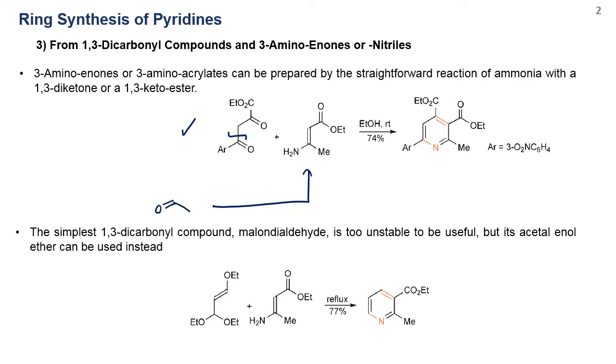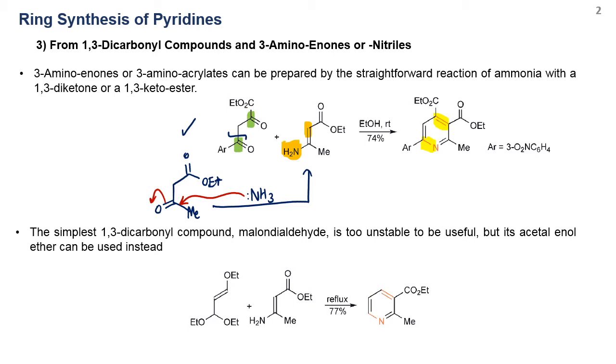So for this molecule, you can prepare it from the 1,3-keto ester and reacting with ammonia. The ammonia will attack the more reactive ketone and forms the enamine, which is now the 3-amino enone for the synthesis of pyridine here. So these two atoms can act as nucleophiles, and these two atoms can act as electrophiles. And after losing 2 molecules of water, you are going to form 2 new bonds and complete the pyridine ring.